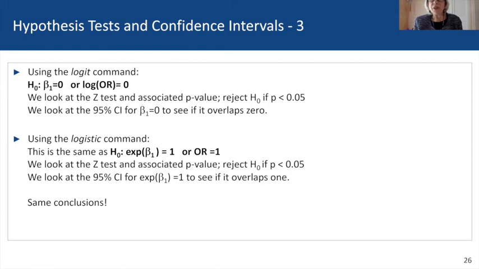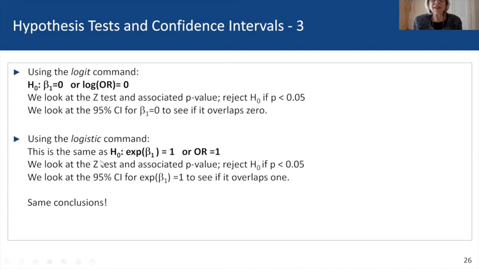So in sum, if we use the Logit command, we're testing a null hypothesis that beta 1 equals 0, which is another way of saying the log odds ratio equals 0. We look at the z-test and the p-value. We would reject that null hypothesis if the p-value was less than 0.05. When we're expressing this as coefficients, though, we look at the 95% confidence interval for beta 1 to see if it overlaps 0. And if it overlaps 0, we would fail to reject the null hypothesis.